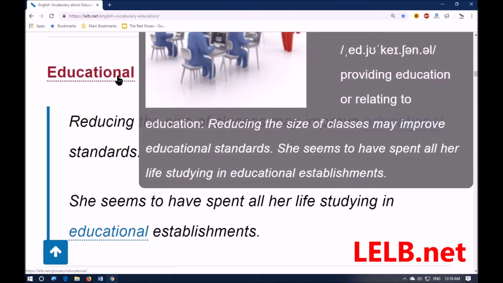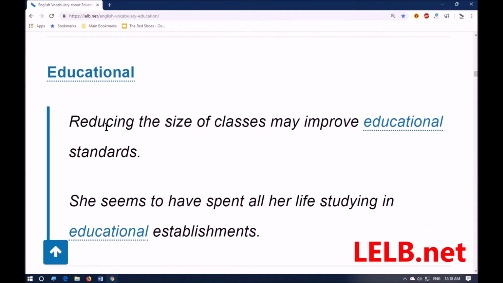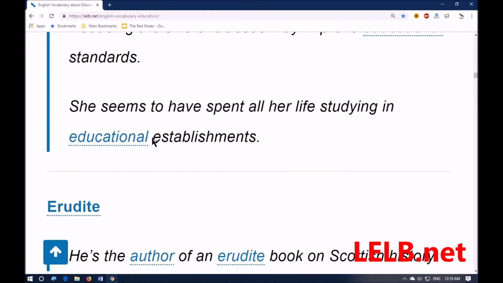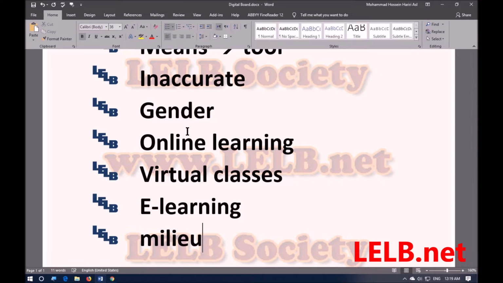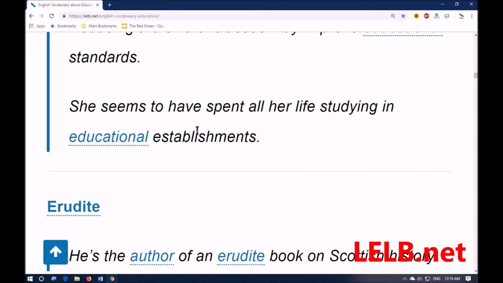The next word is educational. It means providing education or relating to education. Reducing the size of classes may improve educational standards, which is a fact. Of course, not the only one. She seems to have spent all her life studying in educational establishments. Here, establishments refers to settings or milieu. Or any kind of authority, you know.